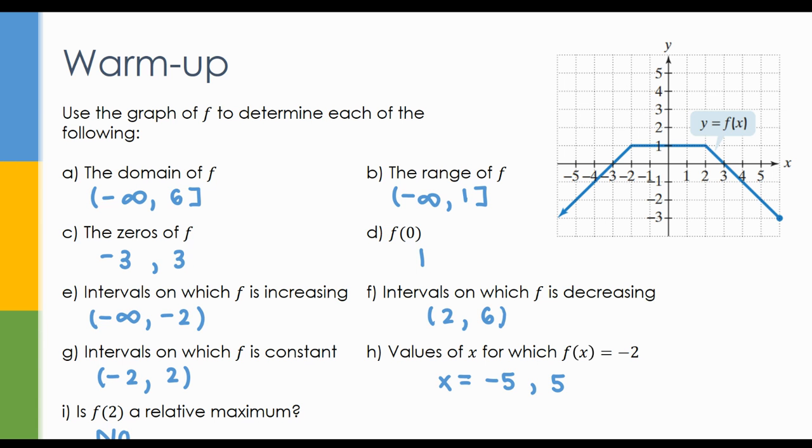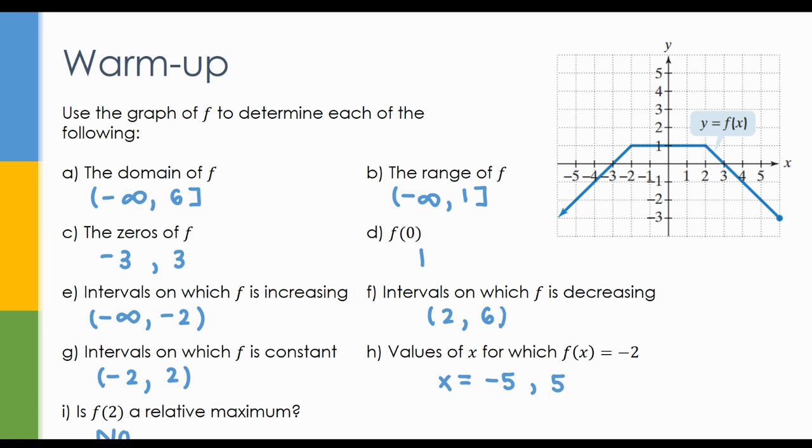Remember, domain deals with your x values. So it looks like, because there's an arrow on the left and there's a closed dot on the right, domain goes from -infinity to 6, but 6 is included. Range is dealing with the y values. Arrow on the left indicates that it'll keep going down, so -infinity up until 1, which is included because that's the highest and it is a part of the graph.